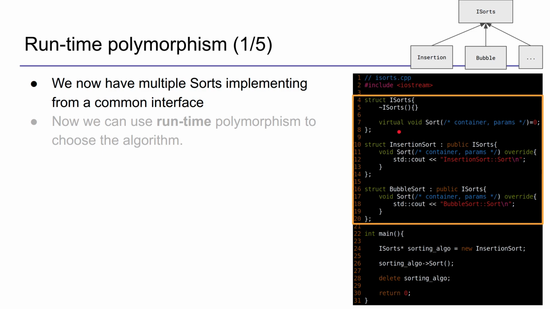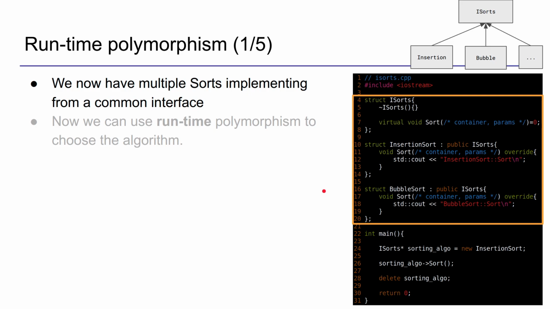In other languages, you might be able to just declare this as an abstract class or actual interface or "must implement" function. There's various ways to do that. But then of course you can see our derived types here: insertion sort, which implements ISort, so we have to implement this sort function, and same thing for bubble sort.